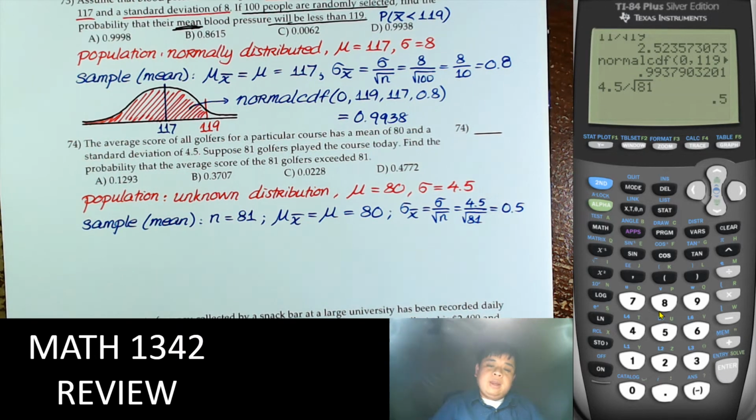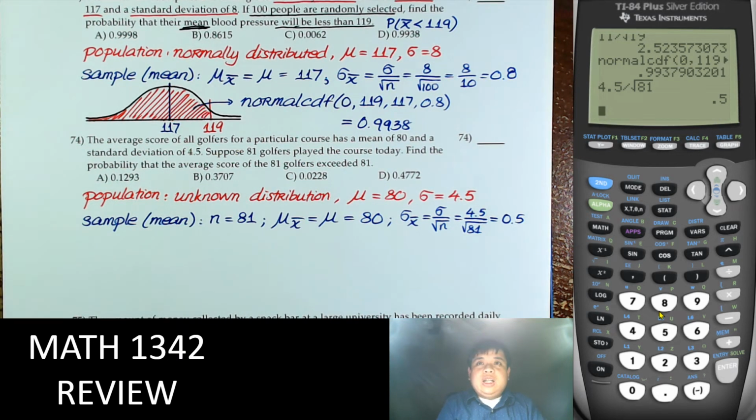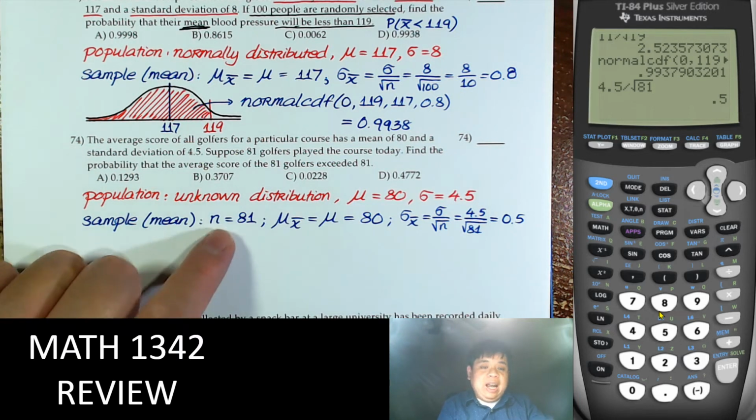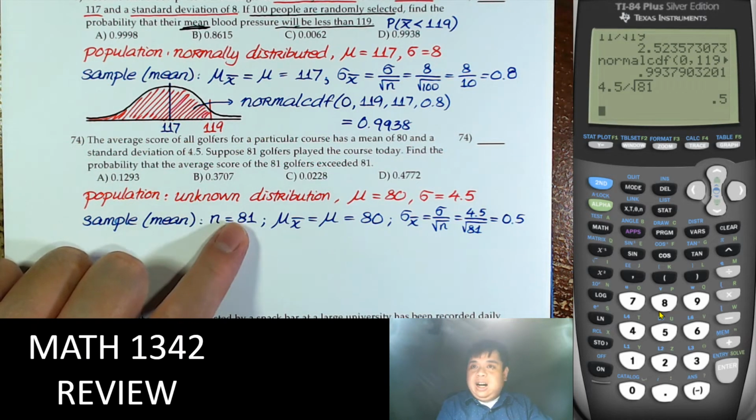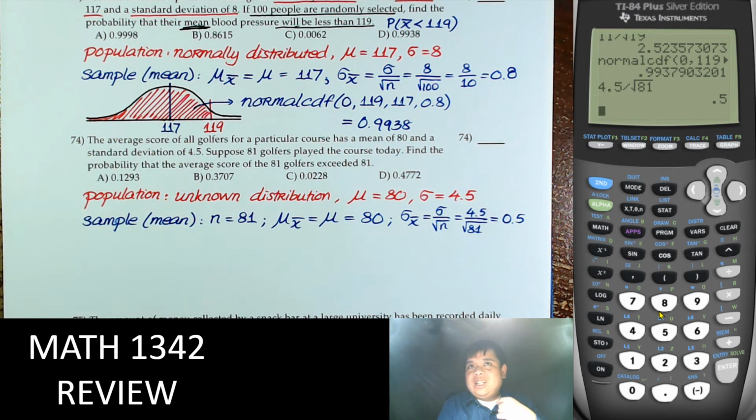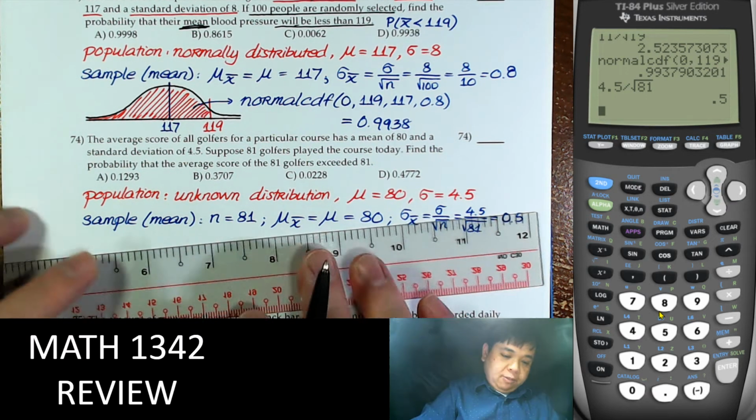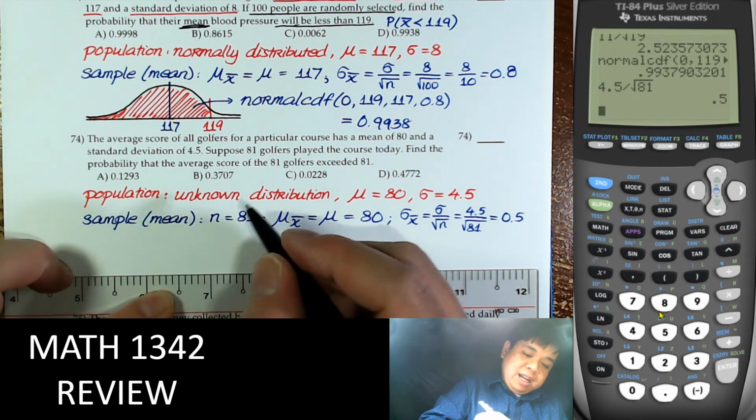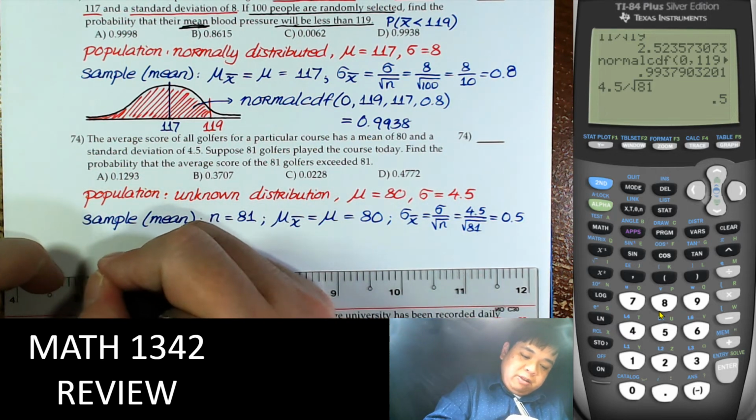Now, for this problem, even though we don't have a normally distributed population, we still can use it because n is big enough. If n is greater than or equal to 30, the central limit theorem applies, and it will be approximately normal. Yes, n is big enough.